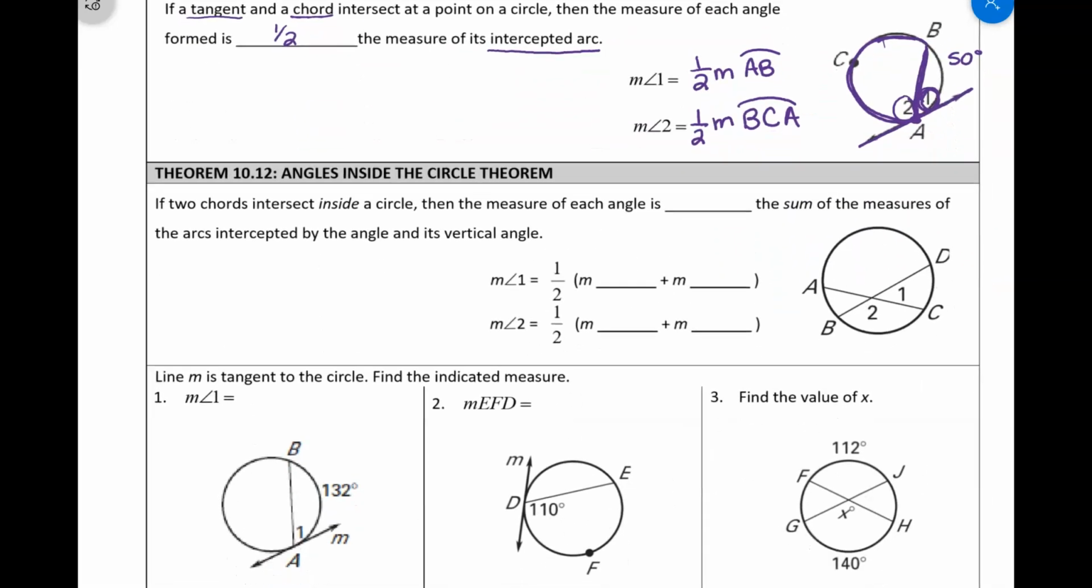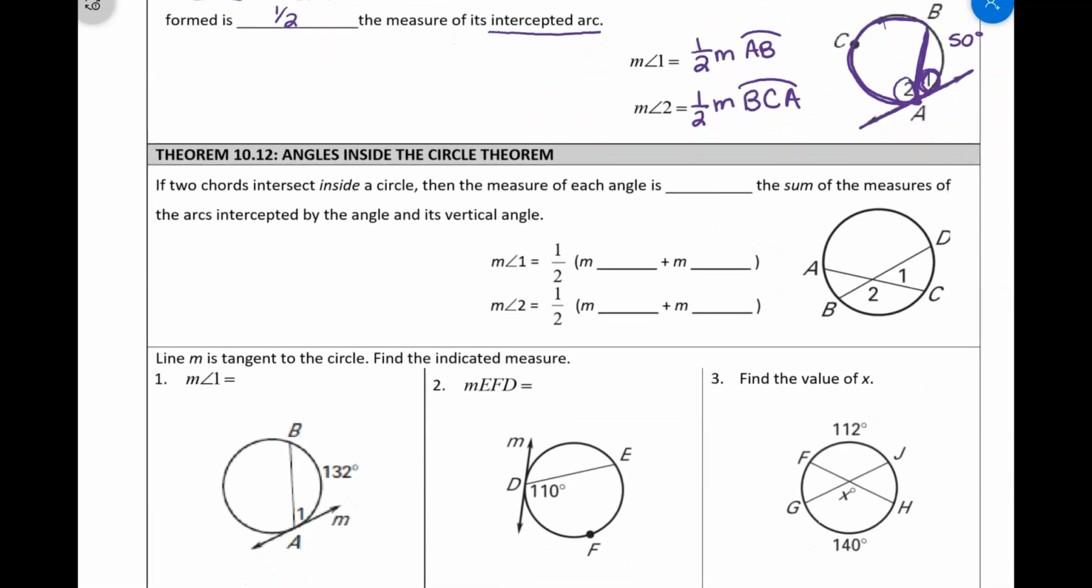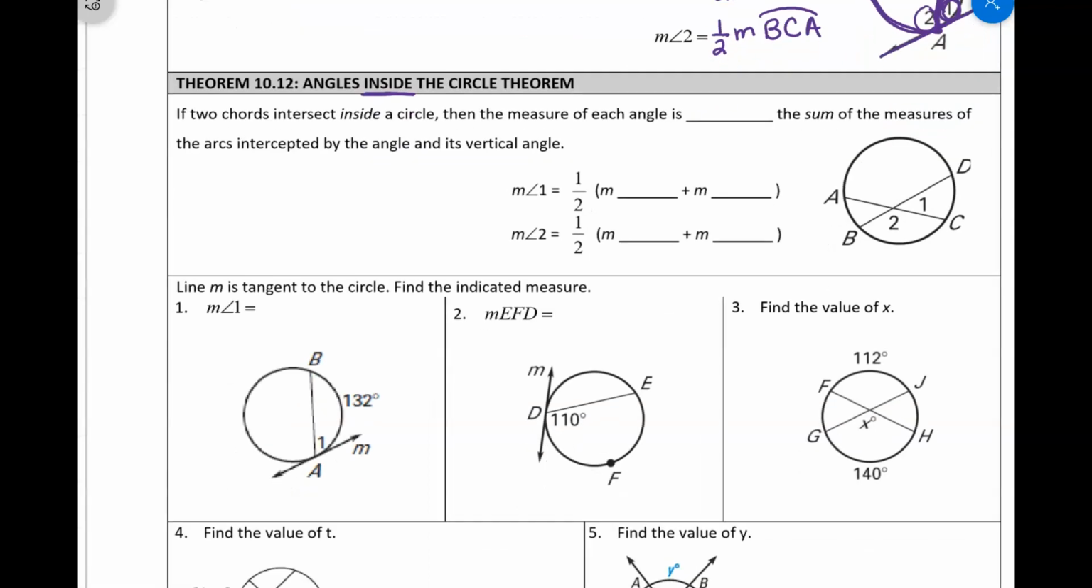Now, moving on to theorem 10.12, this is the angles inside the circle theorem. It says if two chords, please look at the picture here. Here is AC, that is a chord, and BD, that is also a chord. And they are intersecting inside the circle. So it says the measure of each angle, we're talking about 1 and 2, is 1/2 the sum of the measures of the arcs intercepted by the angle and its vertical angle.